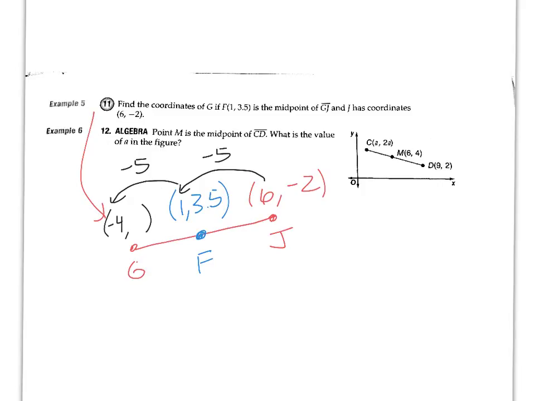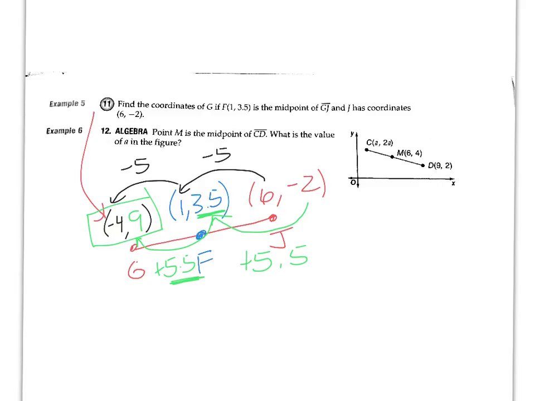Do the same thing here with the y. -2 to 3.5. I went up 5.5 to get there. So what do I have to do? The same thing. I go up 5.5. So if I do 3.5 plus 5.5, then that's going to take me to 9. And then that becomes the coordinate of G.